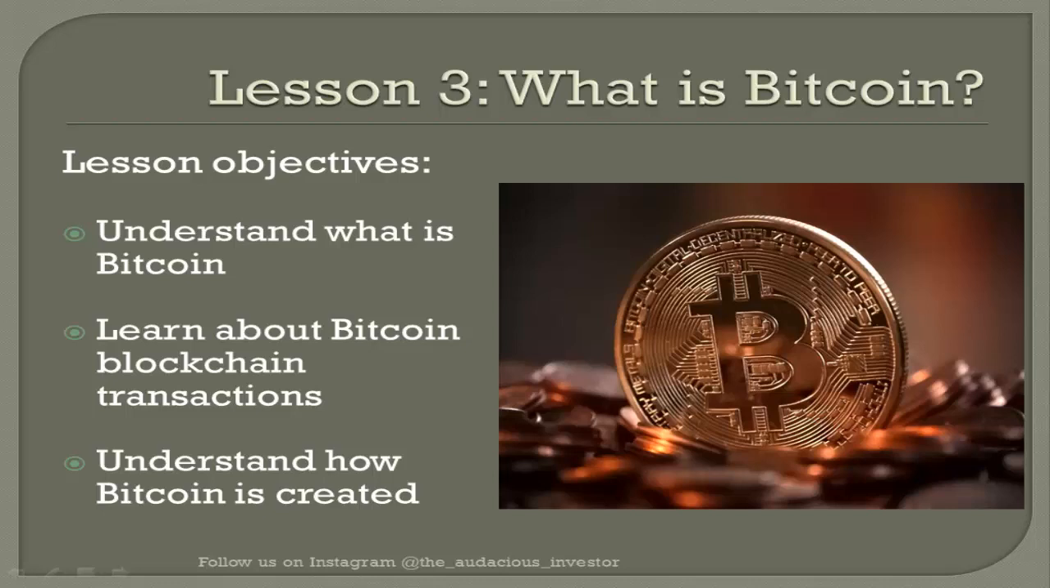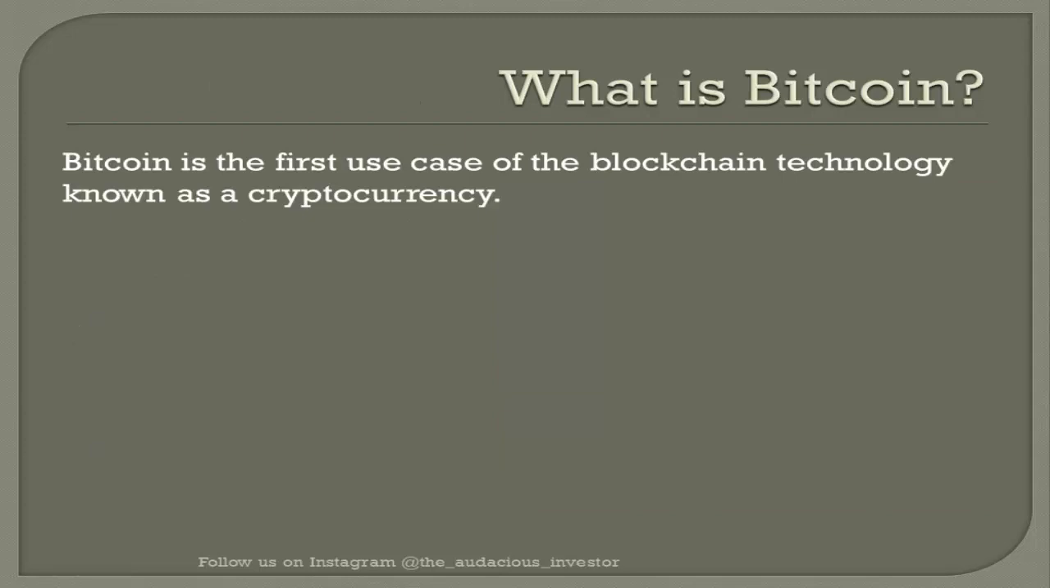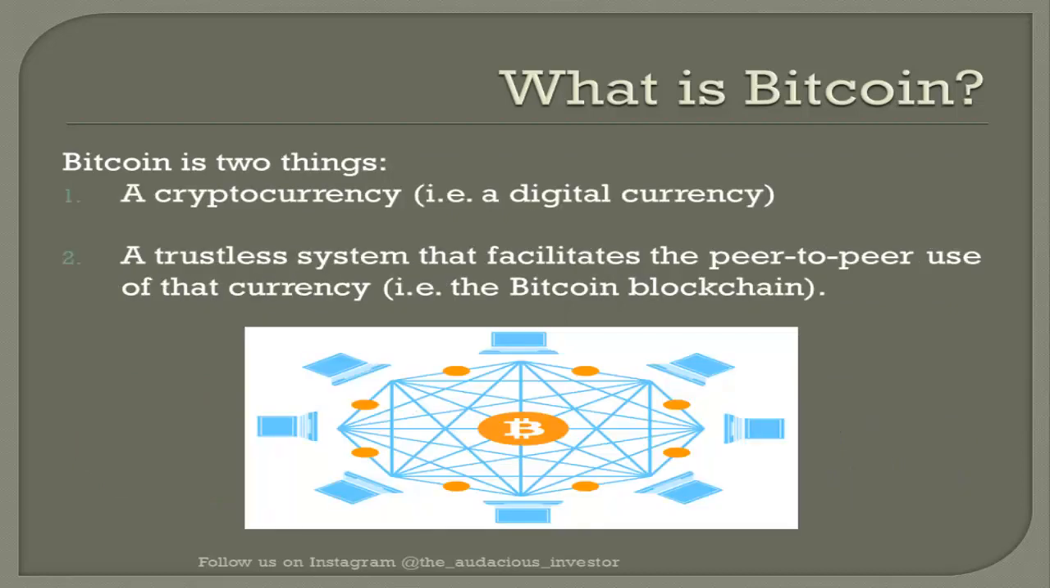So let's get started. What is Bitcoin? So Bitcoin is the first use case of the blockchain technology known as cryptocurrency. Satoshi Nakamoto, he created Bitcoin with the intention of it being a digital cash system that is peer-to-peer with no trusted third party. So Bitcoin is basically 2 things.